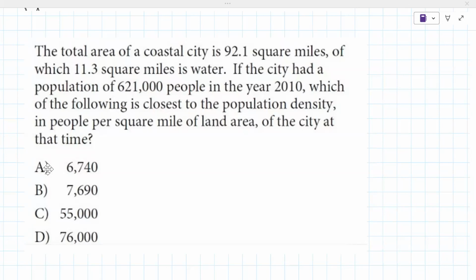Can you get it done? Seven thousand six hundred ninety. Yeah, so I was hoping you could get it down to A and B without the calculator.